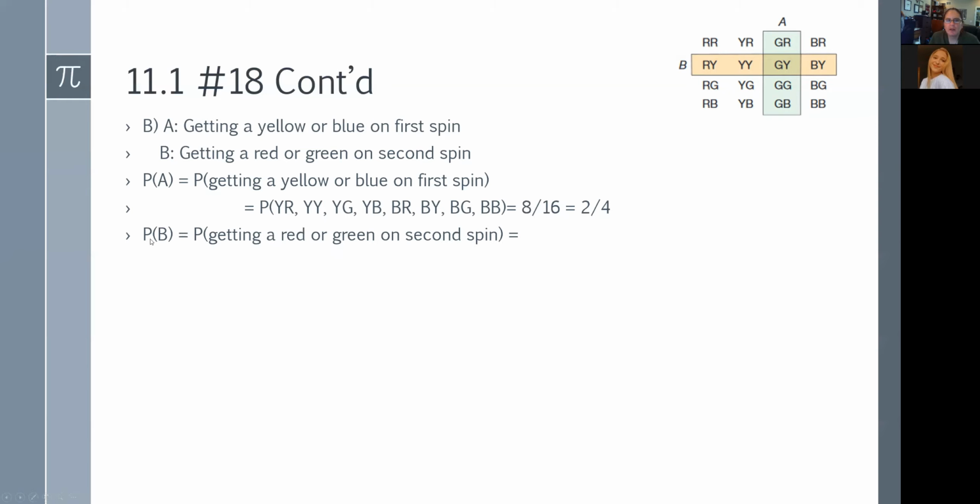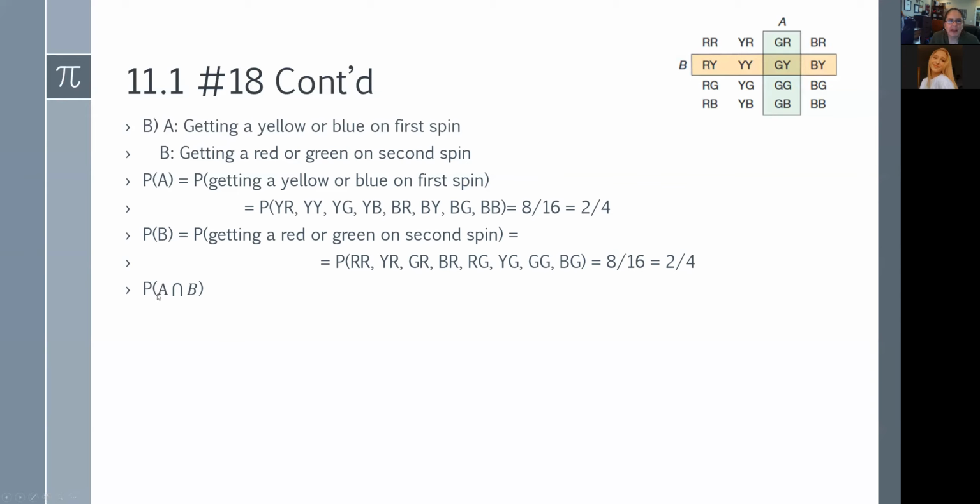The probability of event B, that was getting a red or a green on the second spin. Okay, so we have 4 outcomes with a red on the second spin and 4 outcomes with a green on the second spin. Okay, so there's 8 outcomes. And so that gives me a probability of 8/16, which reduces to 2/4. It would also reduce down to 1/2.